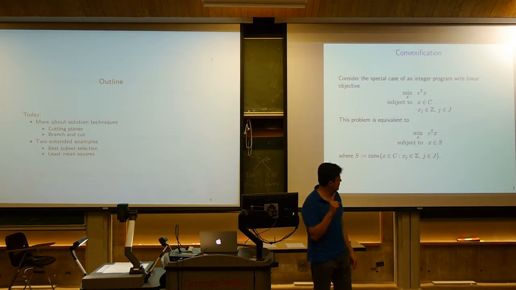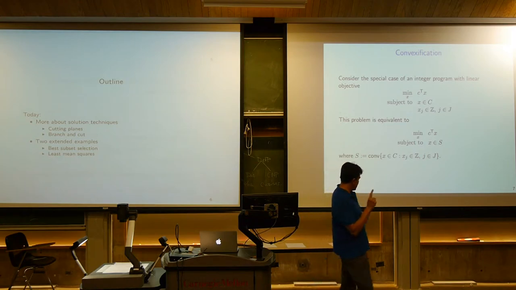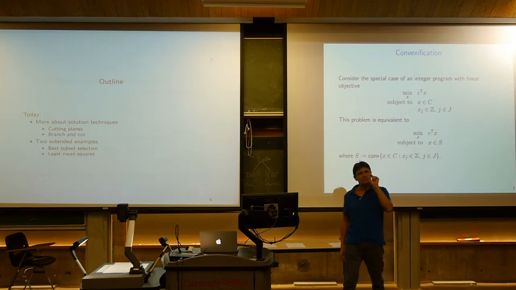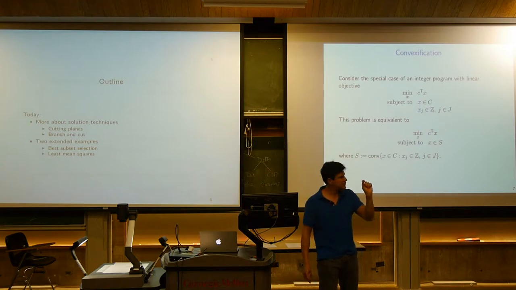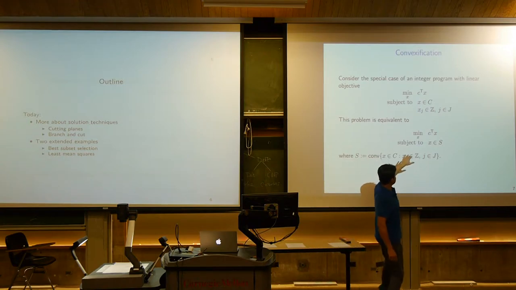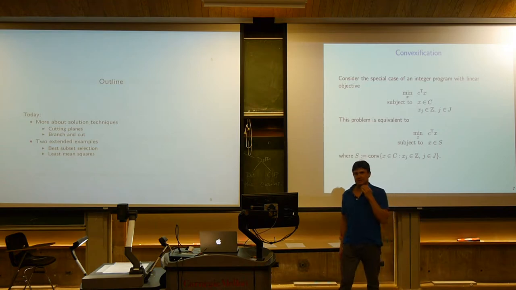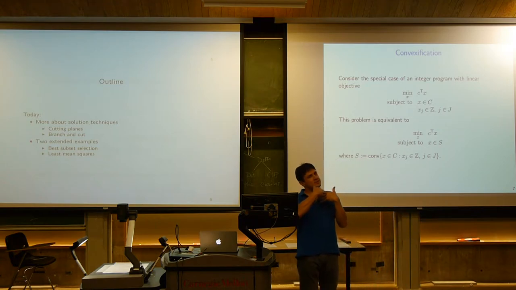So it turns out that the original problem, at least as far as it has to do with the optimal value, is equivalent to optimizing over the convex hull of the feasible set of the integer program. And that is just a straightforward consequence of linearity.